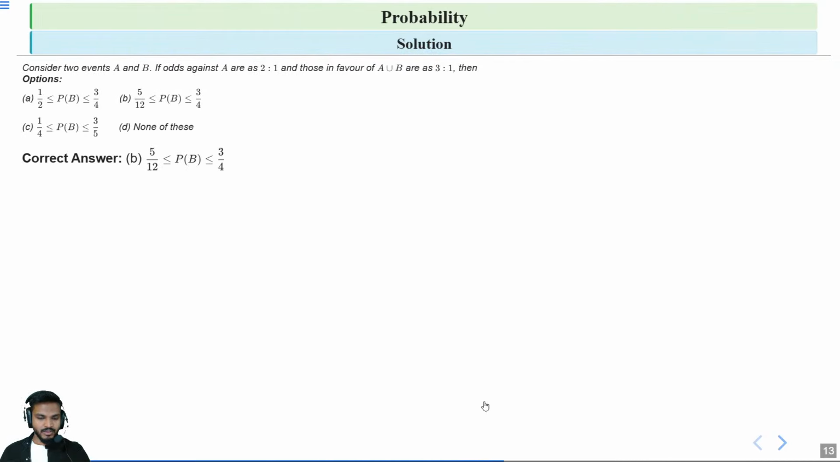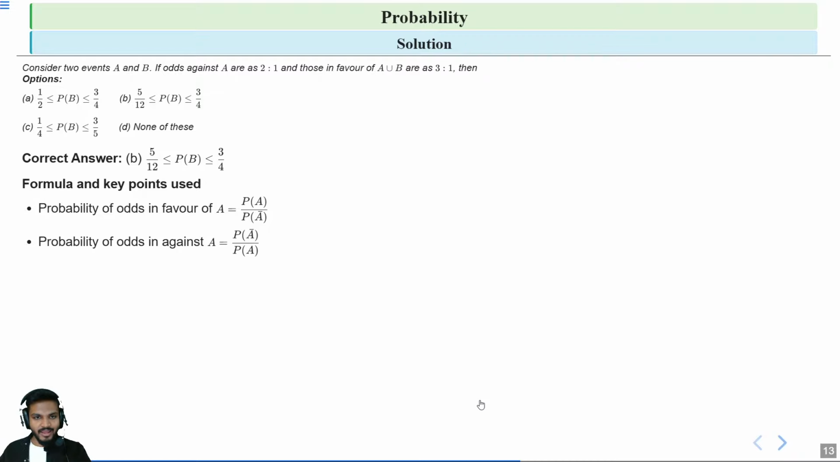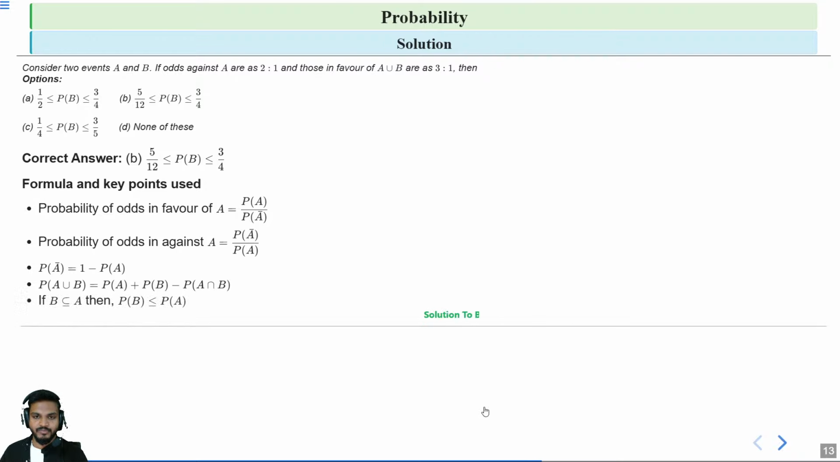Okay, let's solve. So the correct answer is option B. That is, probability of B lies between 5/12 and 3/4. First, the formulas that we use: odds in favor of A is P(A) by P(A complement), and odds against A is P(A complement) by P(A). P(A complement) is given by 1 minus P(A), and P(A union B) is given by P(A) plus P(B) minus P(A intersection B).